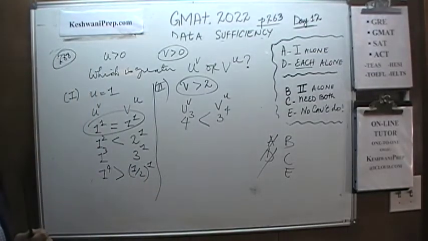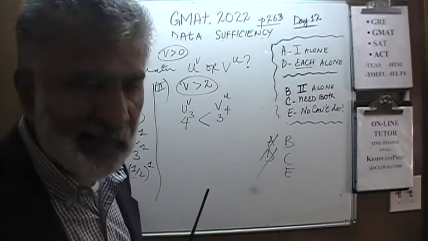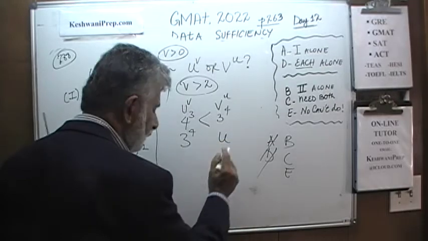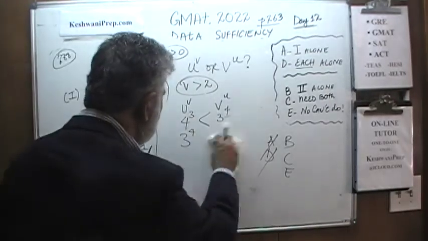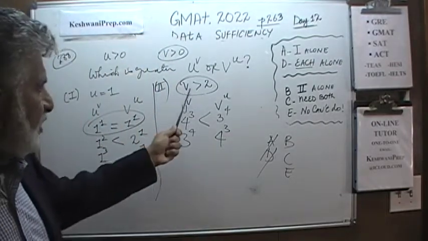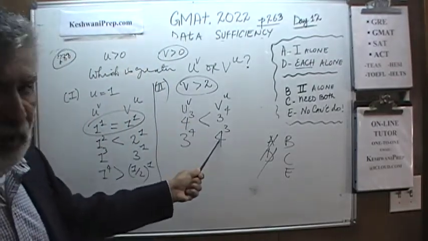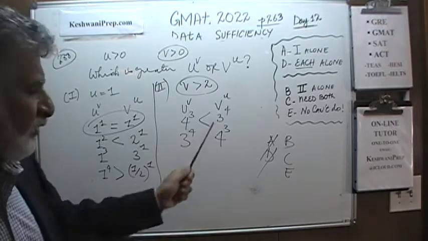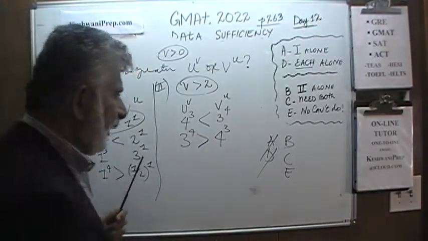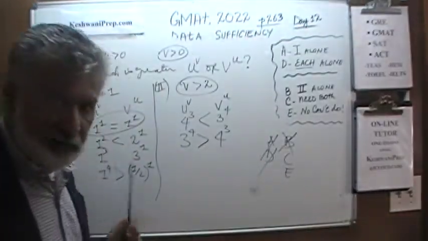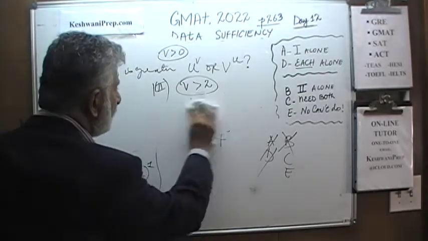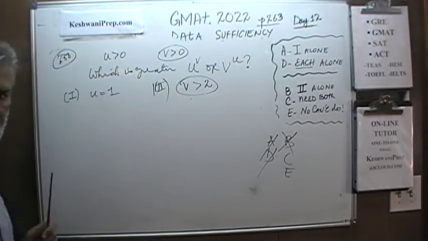But there is no reason at all why we cannot have something like this. V has to be more than 2, well that's true, V is 4 now and U is 3. We've just reversed it. And of course now we'll get just the opposite result. The second statement by itself is also not enough. It is only when we put the two statements together that we're going to get someplace.